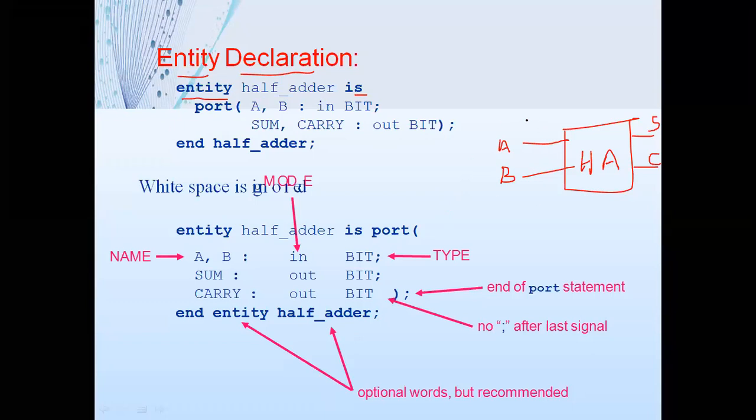You know from the example, what is the number of inputs? The input ports are A and B. So now A comma B, you can individually also specify this as A colon in bit, B colon in bit. Individually, you can specify it, or you can separate the different input signals with a comma. A comma B colon. So there are two inputs now.